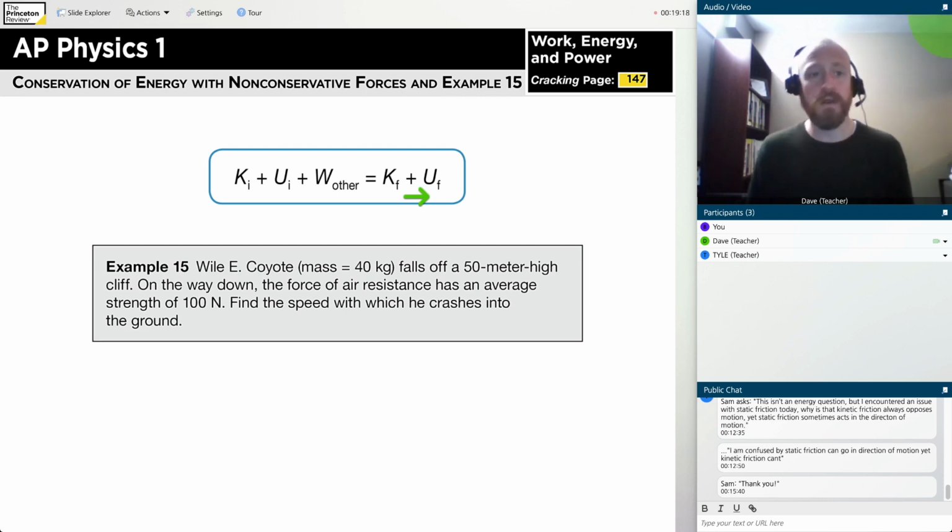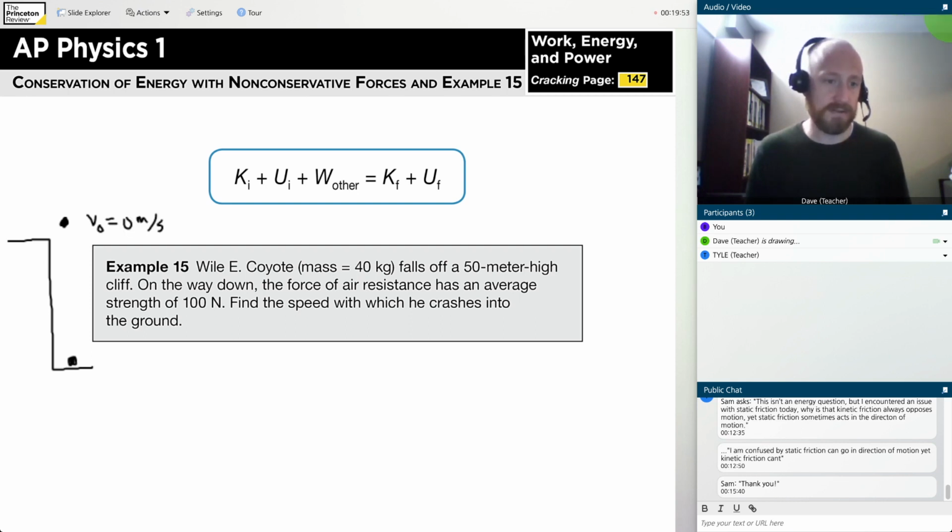So for example 15, we have Wile E. Coyote with a known mass falling off a 50-meter high cliff. On the way down, the force of air resistance, which is like a kinetic friction, has an average strength of 100 newtons. Now we want to find the speed with which he crashes into the ground. So not too different than the example we just did, right? We could draw this out and we'd have a pretty similar looking picture. Here's Wile E. Coyote approximated as a dot. Starting from rest, he'll get to the ground and have a certain speed there that we're interested in. We know the height through which he'll fall.